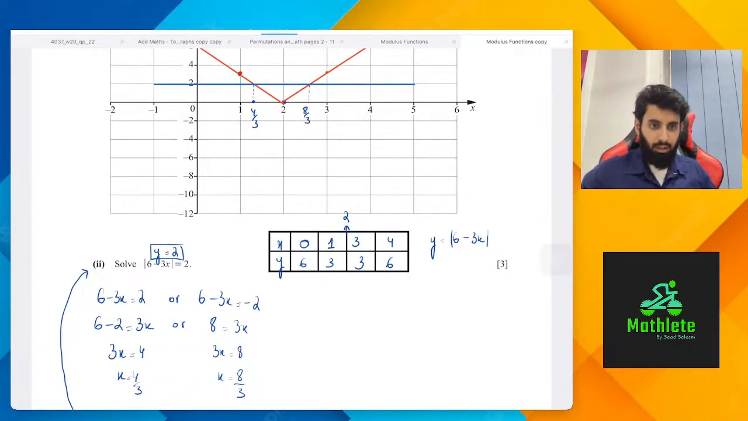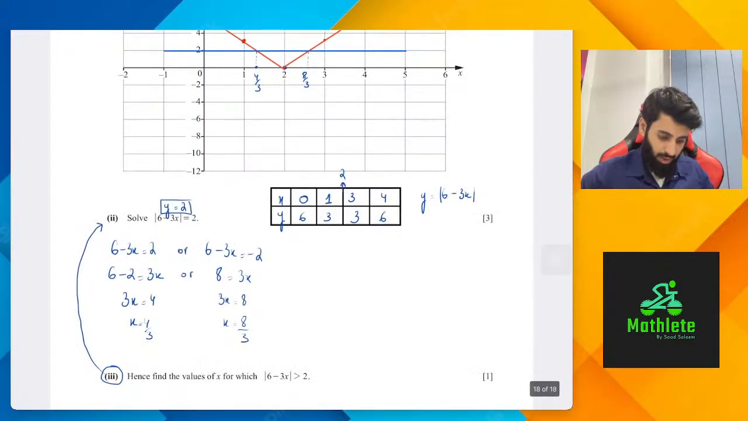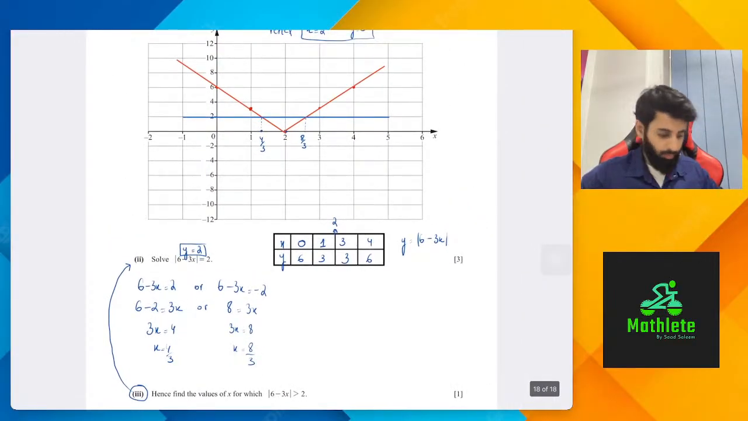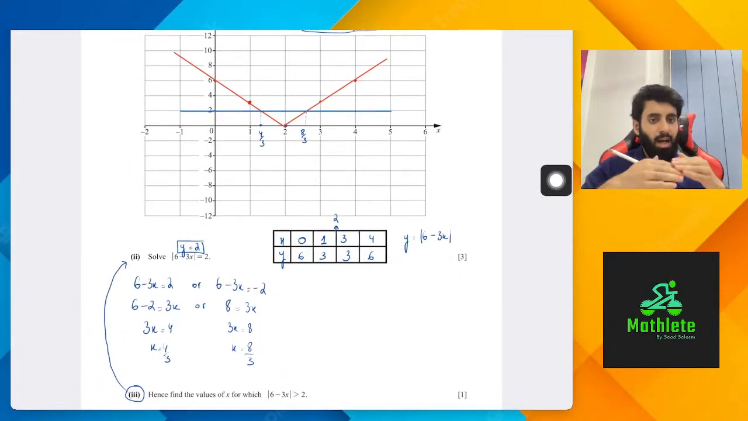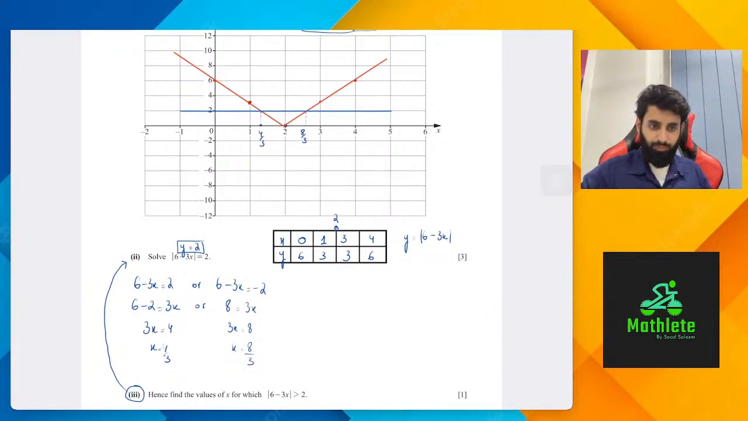Now, here's what I want you to tell me. Look at the question very carefully. I'm going to zoom out so you have a full view of it. When it says hence, find the values of absolute of 6 minus 3x is greater than 2, what exactly do you want? Do you want the range where the absolute function is above the line, or below the line? We want the absolute graph to be above.